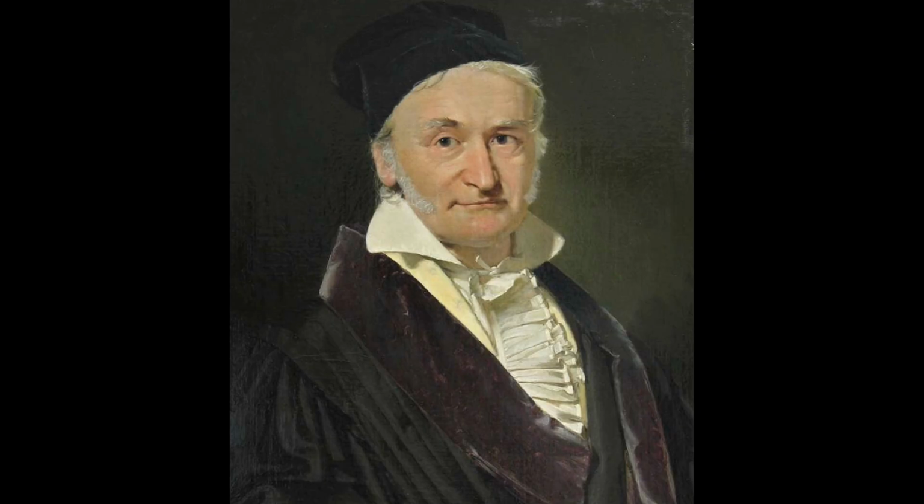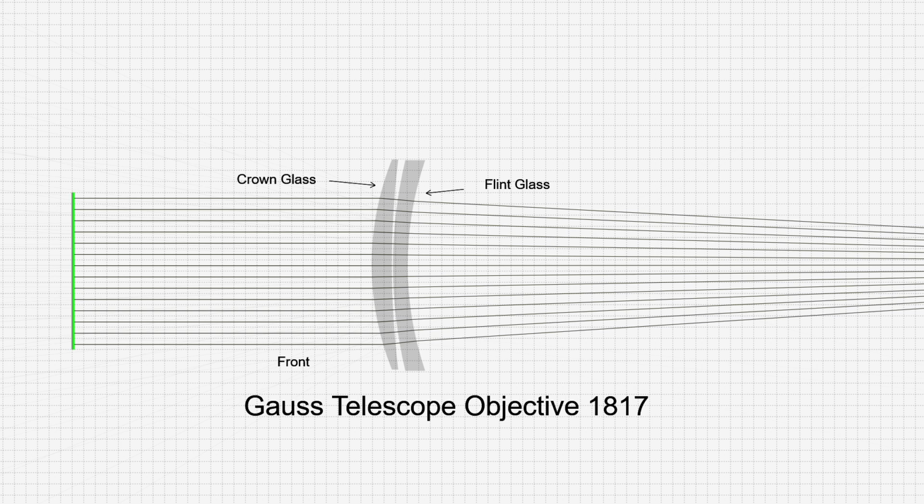First, let's go back to 1817, where the mathematician Carl Gauss designed the Gauss telescope objective. Now, this doesn't look, at first sight, a lot different from the typical achromat, but whereas the achromats were generally cemented pairs, Gauss' objective is not. It's two separate lenses with an airspace in between, and it enabled both chromatic and spherical aberration to be corrected.